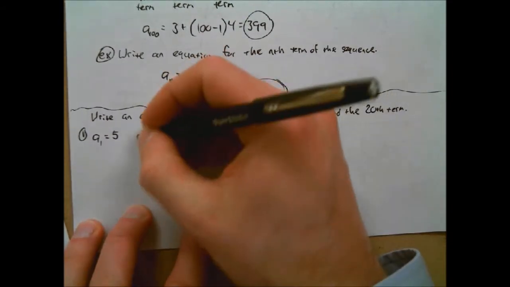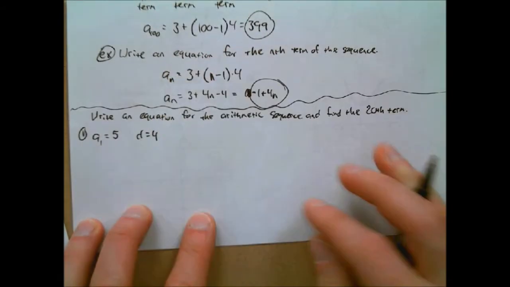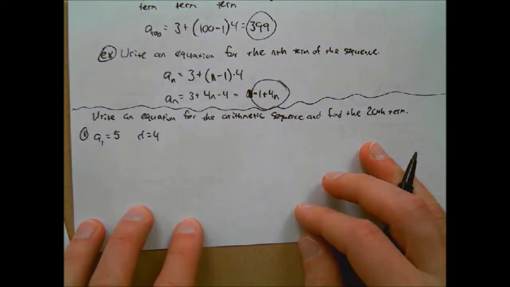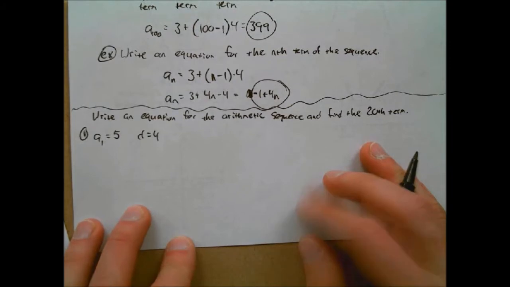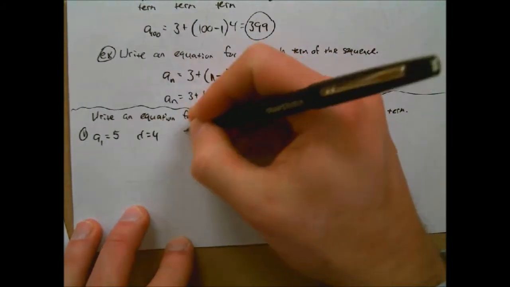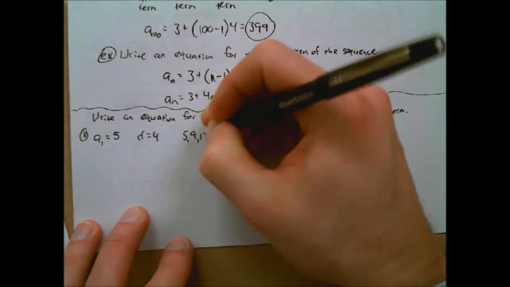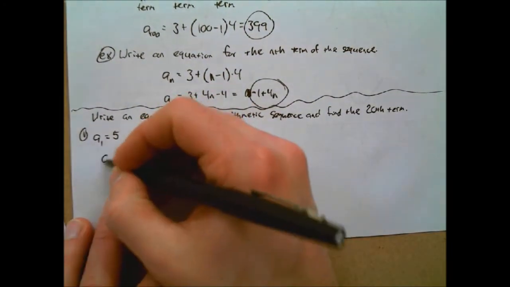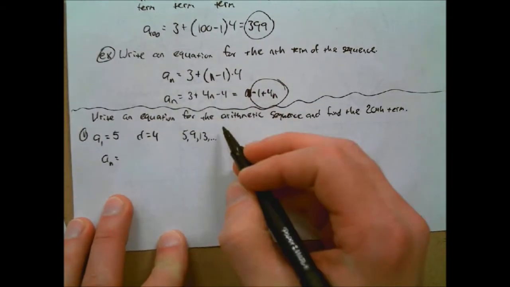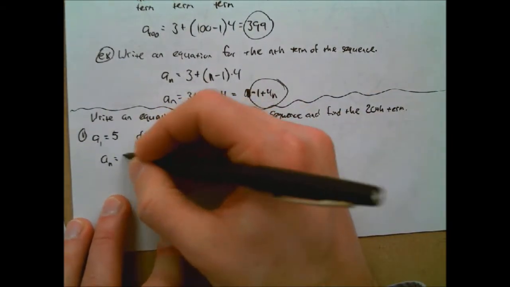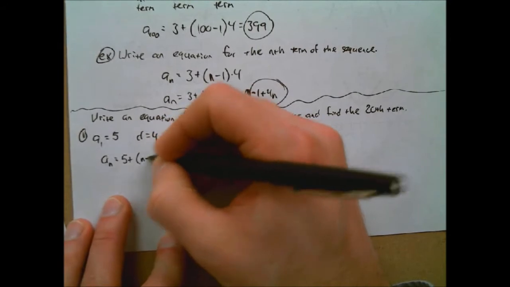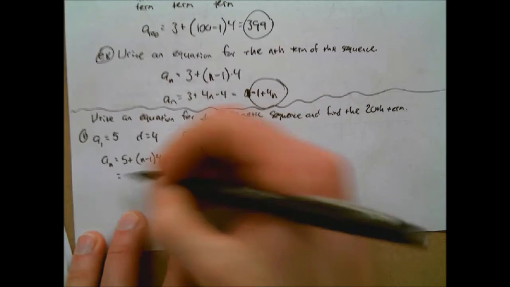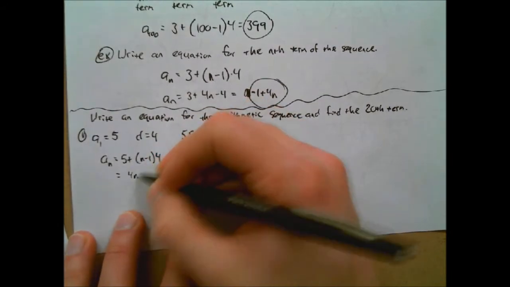d is going to equal 4. Yeah, I know, not very different here. But what does d stand for again? Common difference. That means that's the number we're adding every time. So in other words, we could start with 5, and the next one would be 9, and then 13, and so on and so forth. All right, so we're supposed to write the equation. So a sub n equals 5 plus n minus 1 times 4. Okay. And if we distribute and combine like terms here, we'll have 4n minus 4 plus 5, 4n plus 1 now.